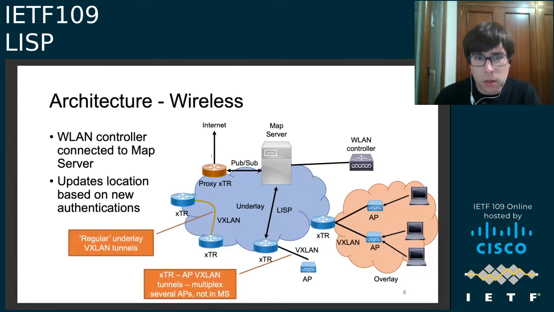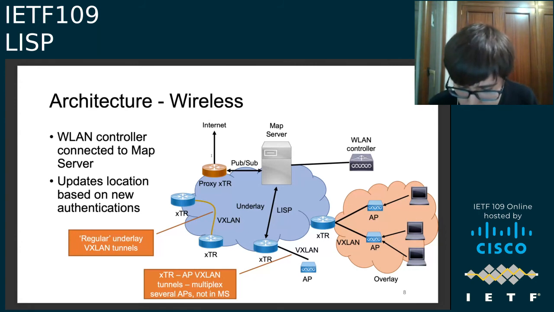However, this VXLAN tunnel I was mentioning between the access point and the XTR is different from the ones in the underlay. The one between the XTR and the access point is just to be able to have several access points in the same XTR. But this information is not propagated in the mapping system. We just have the regular ones from the underlay. Next slide, please.